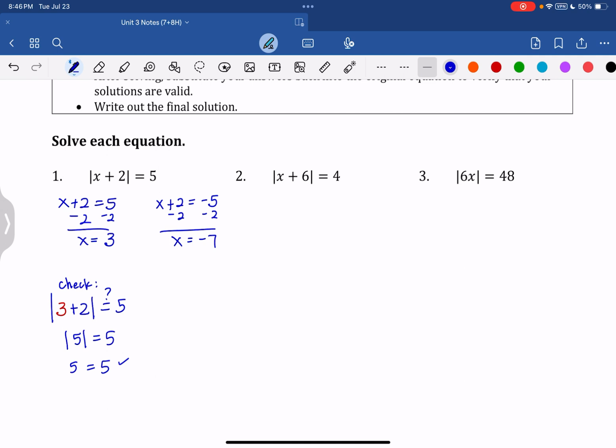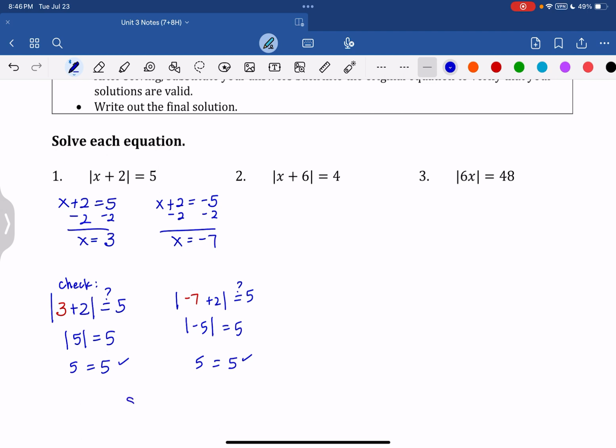If I do the other one, if I plug in -7 plus 2, does that still equal 5? Well, -7 plus 2 is -5. But what's the absolute value of -5? Positive 5. So positive 5 still equals positive 5. So that's where you make sure that your solutions are valid. You can do a quick mental check if you want to.